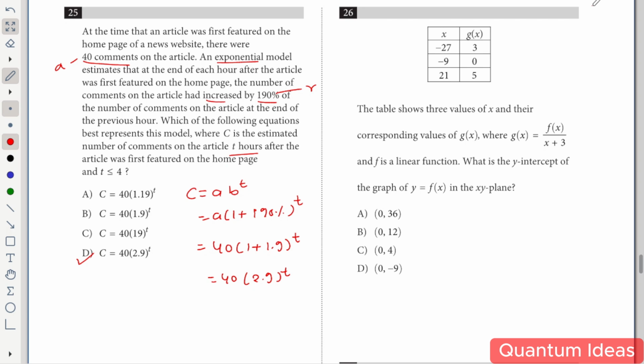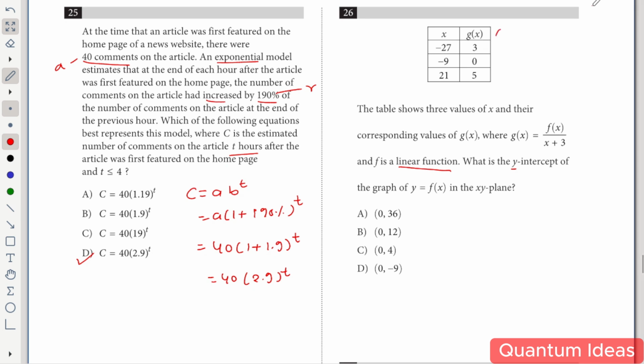So the table shows three values of x and their corresponding values of g(x), where g(x) is this one and f is a linear function. So we have to find the equation of f. What is the y-intercept of the graph of y equals f(x) in the xy plane? It means we have to find f(x), and to find the y-intercept we have to plug in x equals 0.